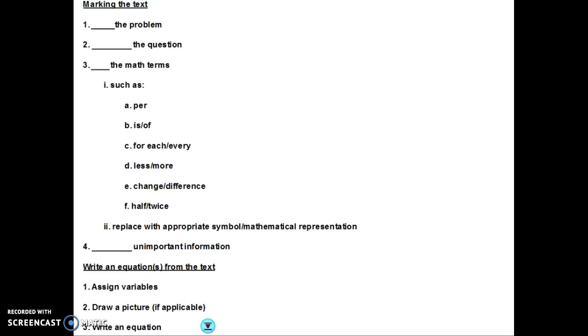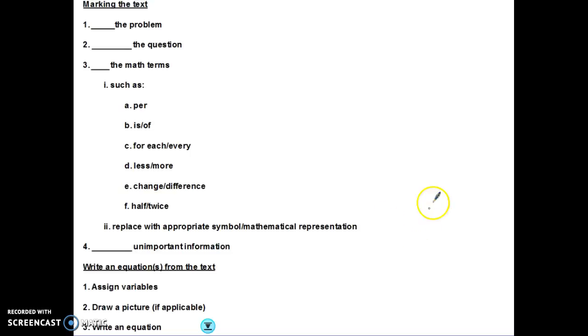I've demonstrated for you. On our first slide, we're going to go through the steps of marking the text and how that leads to the transition of writing an equation. We're going to go ahead and talk about it first, and then on the next slide you'll be able to refer back to the steps as we actually practice marking our text.